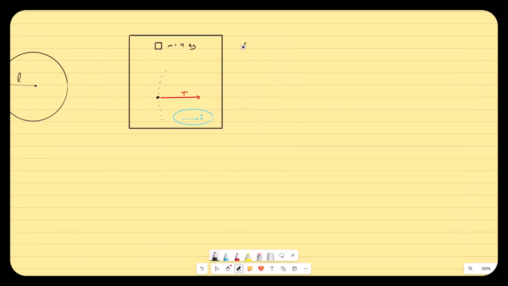So for the triangle, which has a mass of 2 kilograms, the triangle feels a downward force of its weight, and it feels an upward force of the tension. And I said downward is going to have to be my positive x-axis.